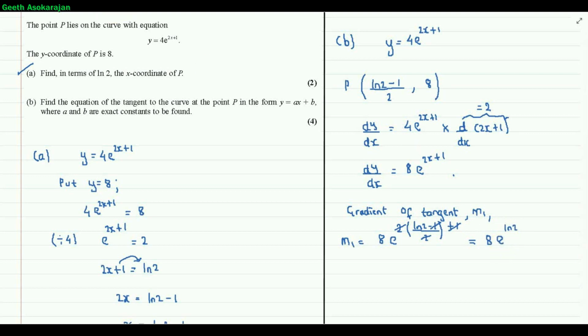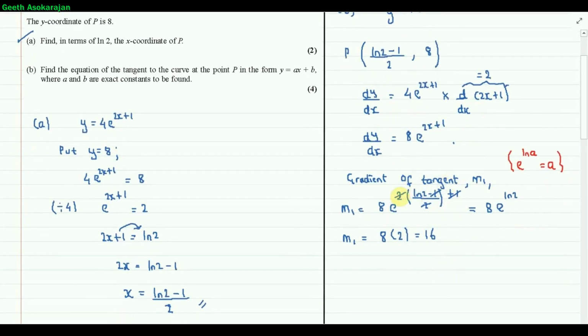And let me remind you of another useful result. e to the ln a is a, so that is a useful result to know. So if e to the ln a is a, e to the ln2 is 2, so m1, the tangent gradient, would be 8 into the e to the ln2 being 2, and 8 into 2 is 16. So 16 would be the gradient of our tangent.